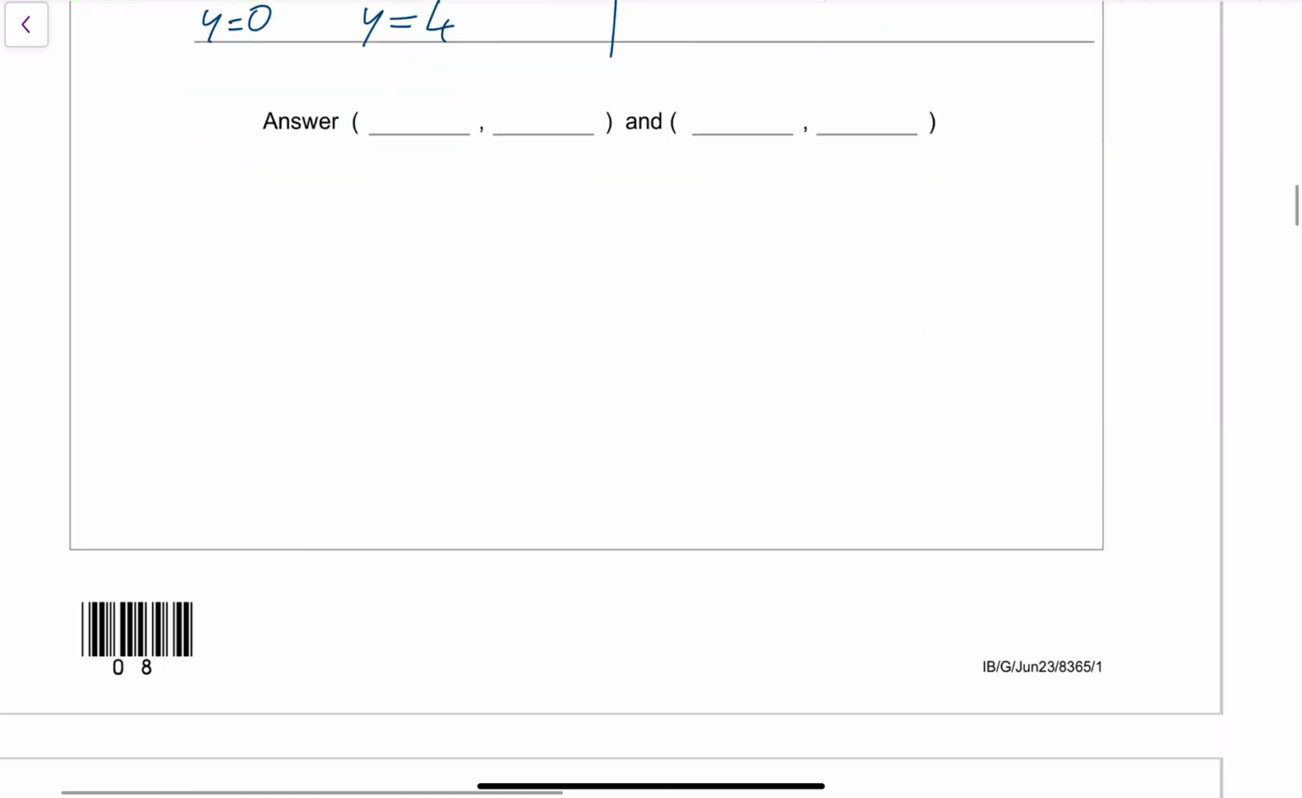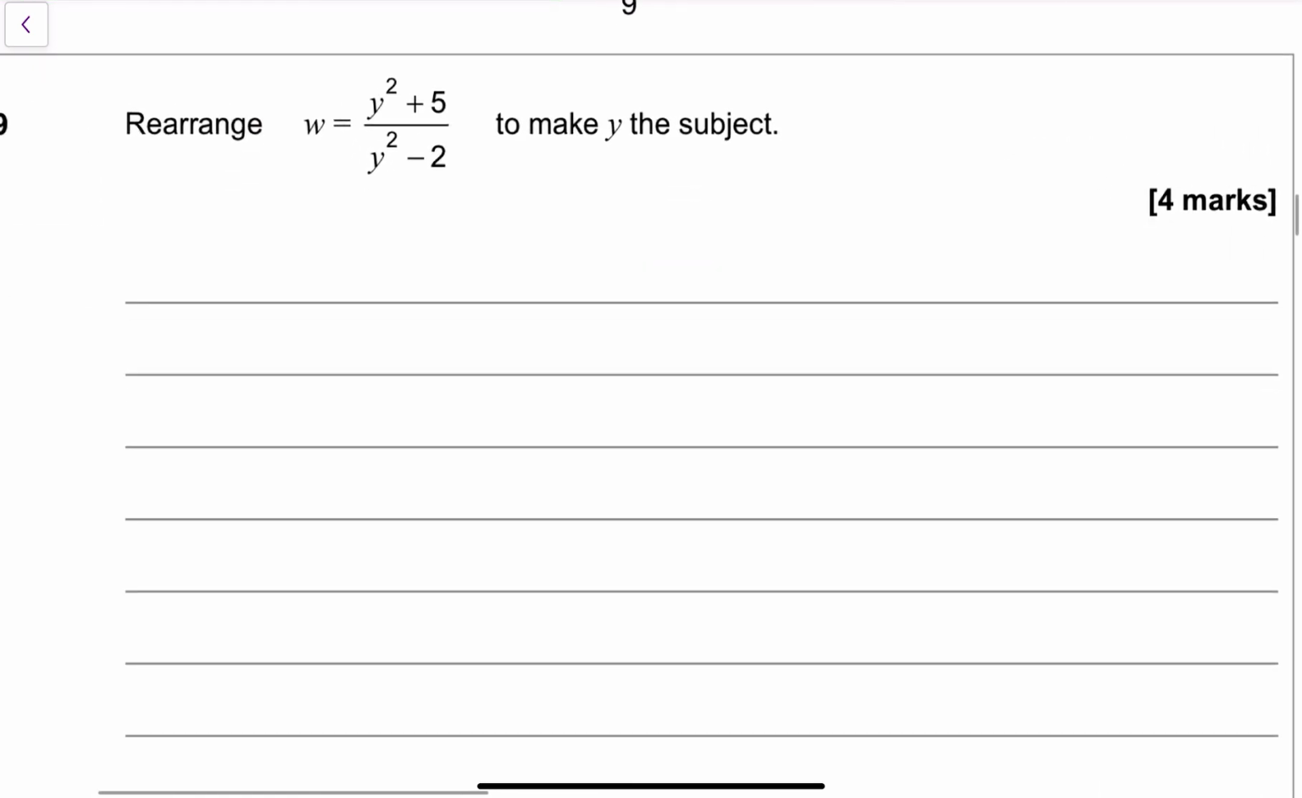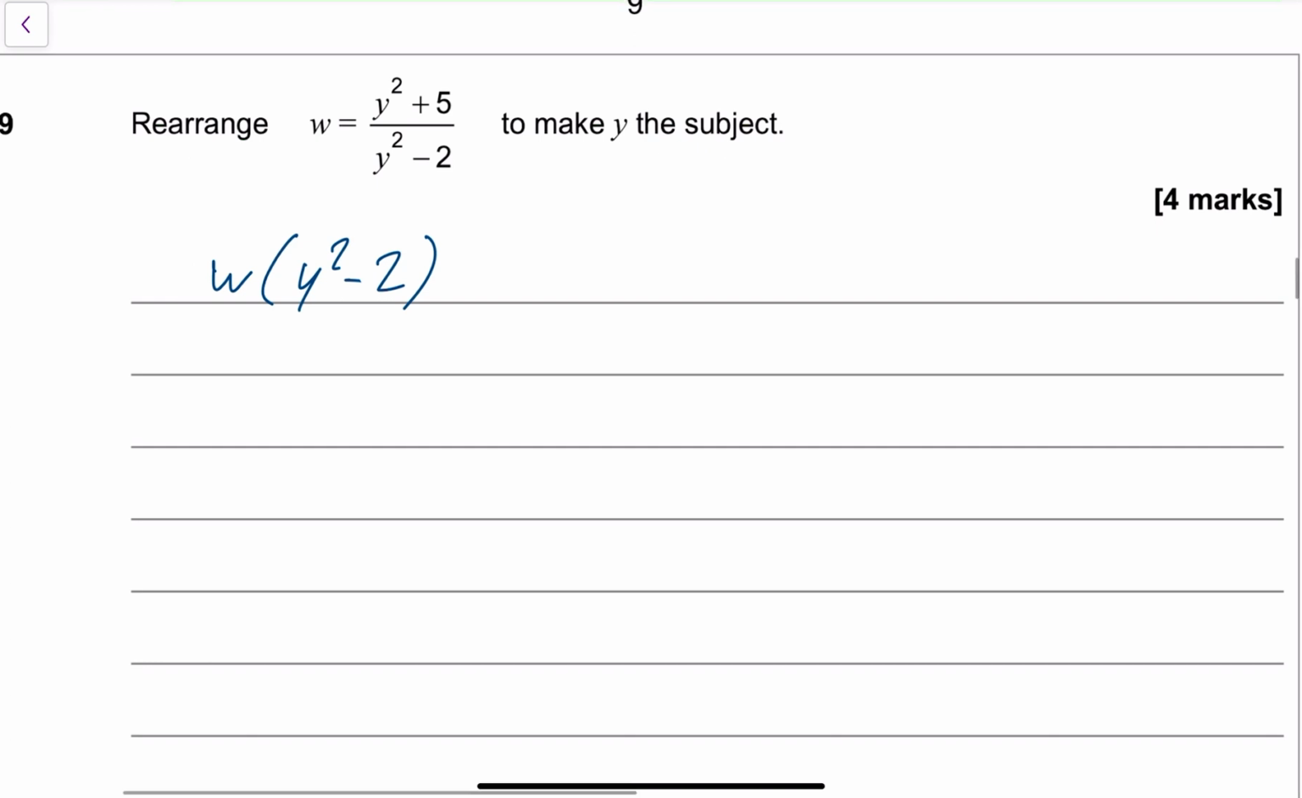Right, lovely. Even nicer, gets better and better this exam. Rearrange w is equal to y squared plus 5 over y squared minus 2 to make y the subject. In general mathematics, if the thing you want is on the bottom line, it causes a problem. So try and get it off the bottom line as soon as you can, as long as you're not breaking any rules. So y squared minus 2 was dividing, so the whole thing multiplies. Then multiply out, you'll have w y squared minus 2w is equal to y squared plus 5.